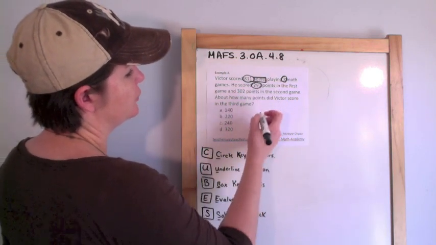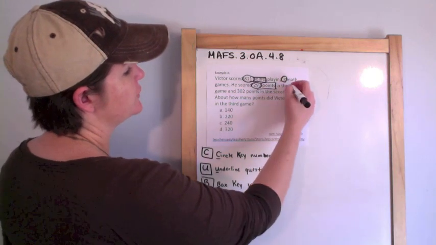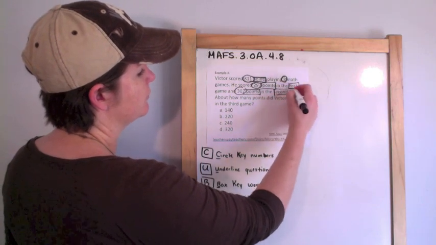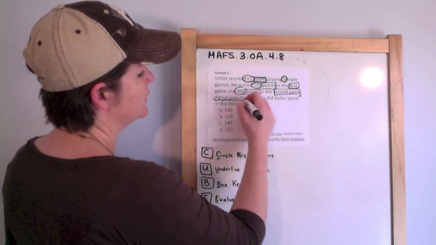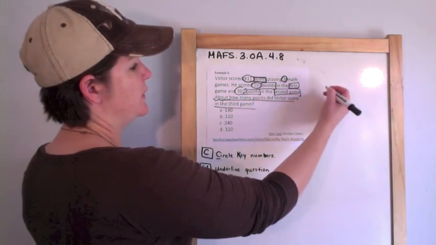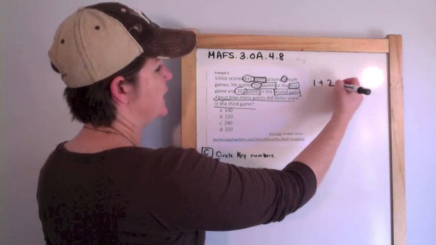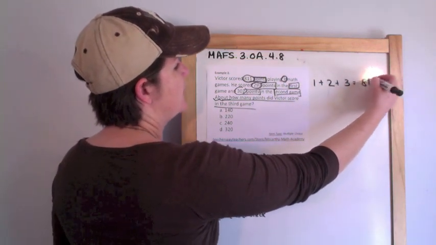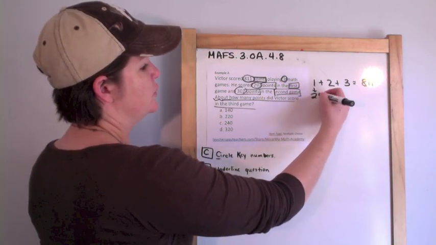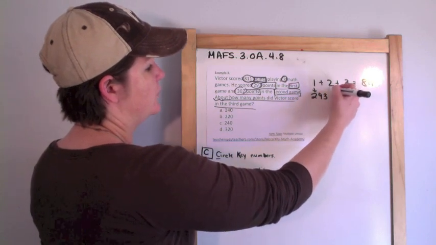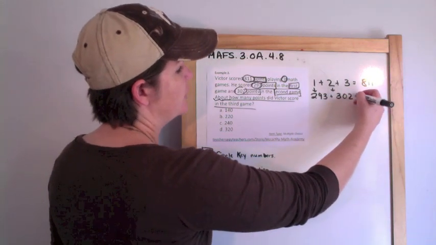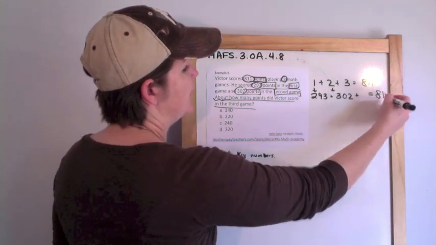He scored 293 points in the first game, 302 points in the second game, and about how many points did Victor score in the third game? So he's playing three games. So first game plus the second game plus the third game equals 811 points. And the first one, he scored 293 points. In the second one, he scored 302 points. And we're trying to figure out about how many points he scored in the last one.